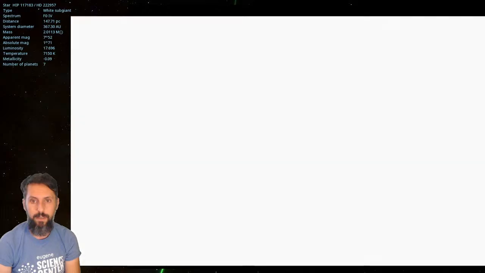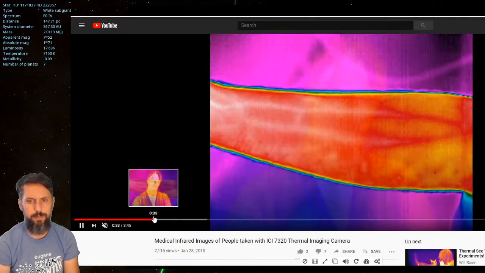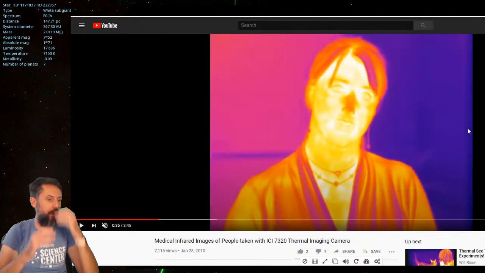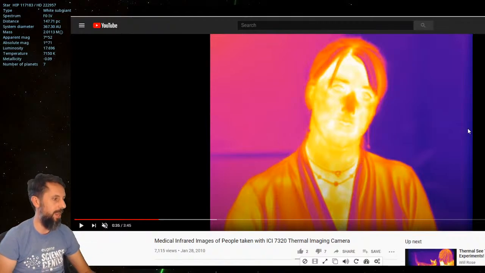Here's a family. Infrared images of people. Ugh, gross. Right? Like, you are glowing. You just don't realize it. You are an infrared light flashlight. So yeah, sure. Superpowers. That's it.